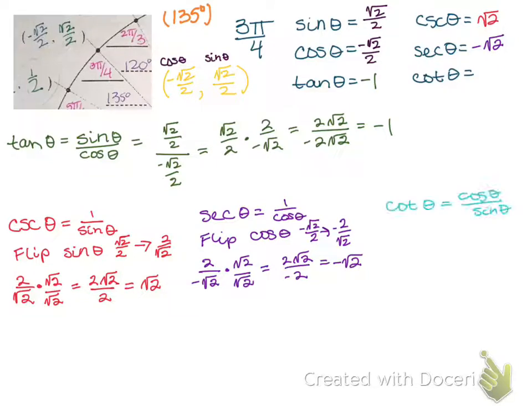Cotangent is cosine divided by sine. So negative square root 2 over 2 divided by the square root of 2 over 2. And again, we have the same number in the numerator that we have in the denominator. It's just one of them is negative. So my answer is negative 1.